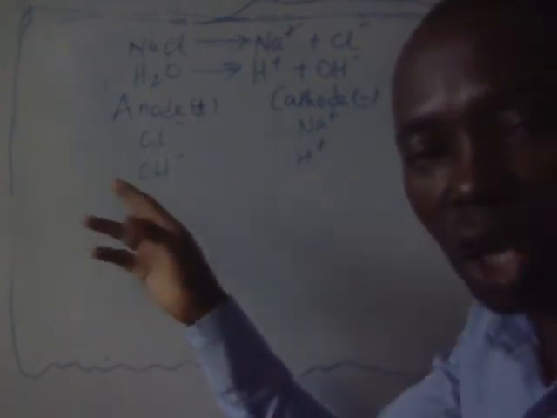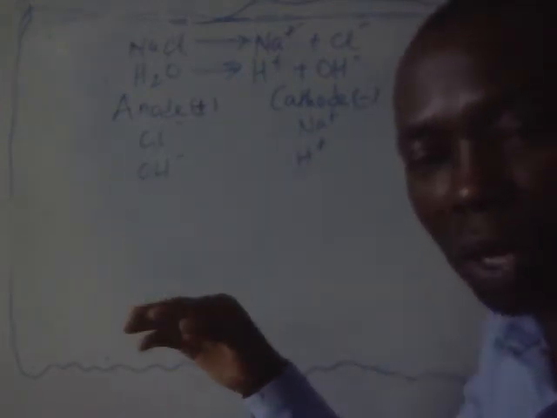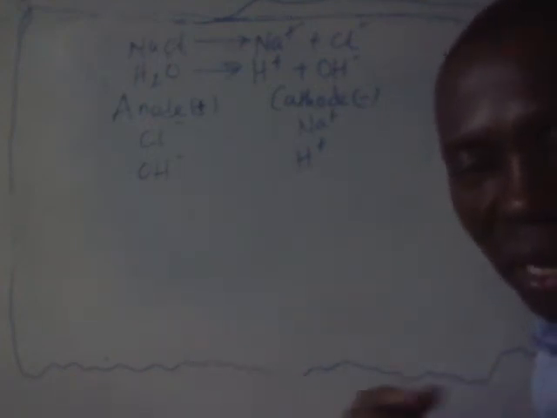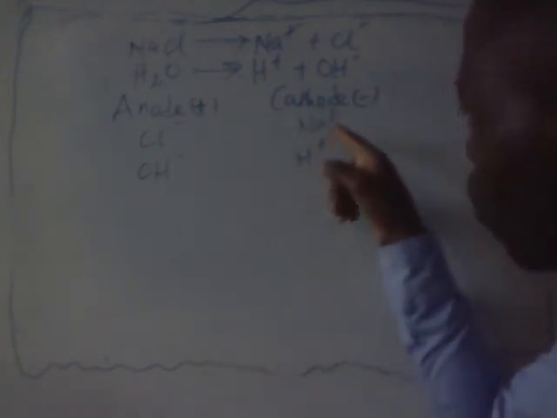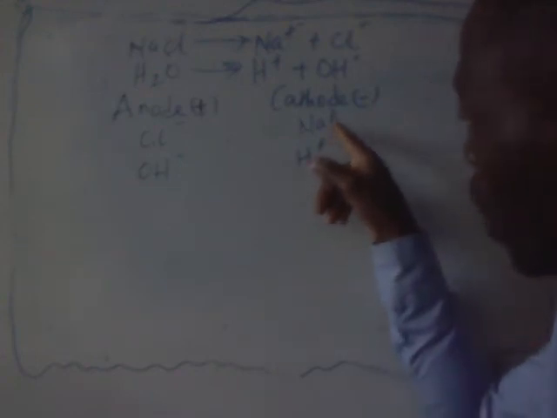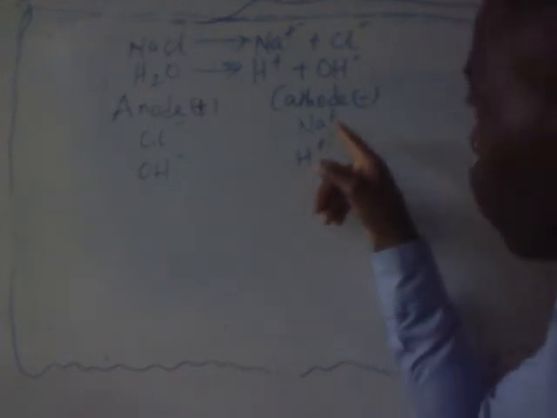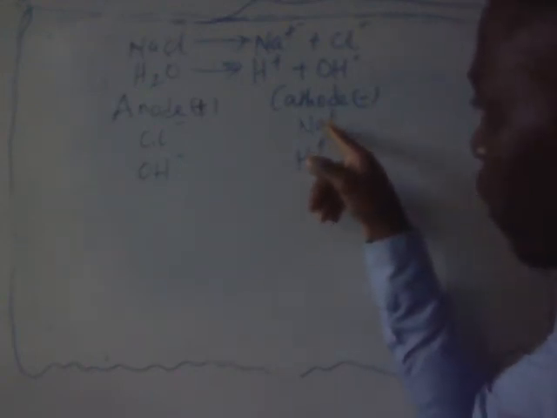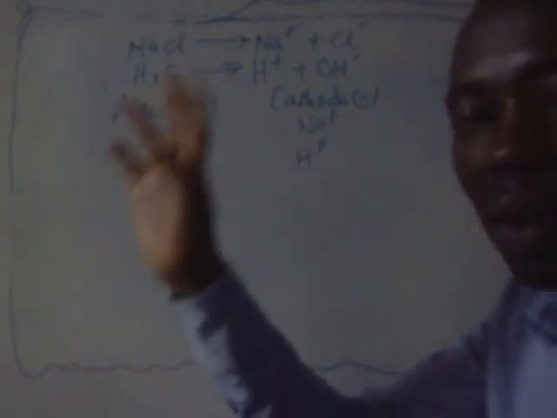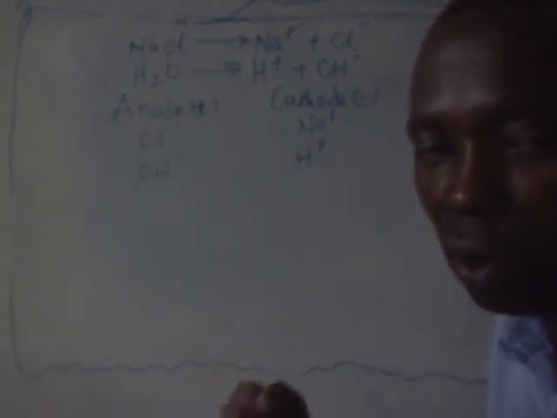So in the reactivity series, we have potassium, calcium, magnesium, aluminium, zinc, iron, hydrogen, copper, like that. When you look at the reactivity series, you find that sodium ions are far above hydrogen ions. So sodium ions are stronger than hydrogen ions. That means sodium ions will kick out hydrogen ions, and hydrogen ions will come out of the solution.